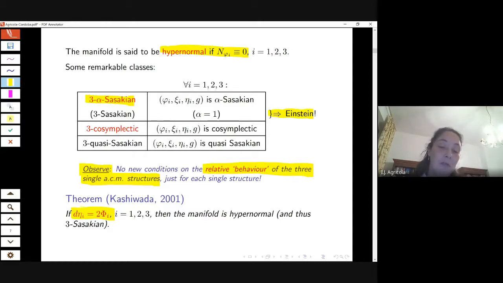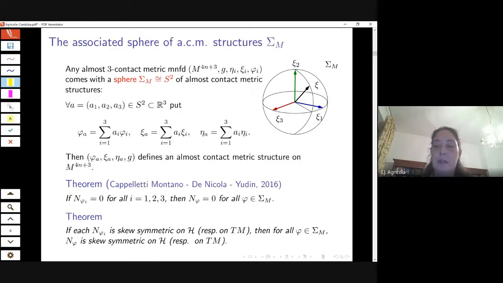And so try to remember this condition, because this is the condition we're going to play with in a few minutes. Okay. Now there's another object which comes along with every almost contact-free manifold. It's the so-called associated sphere of almost contact metric structures.